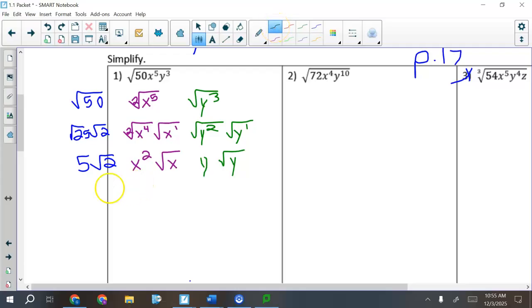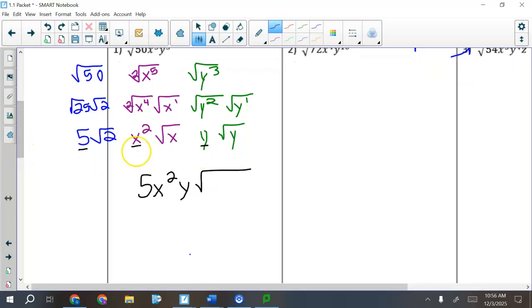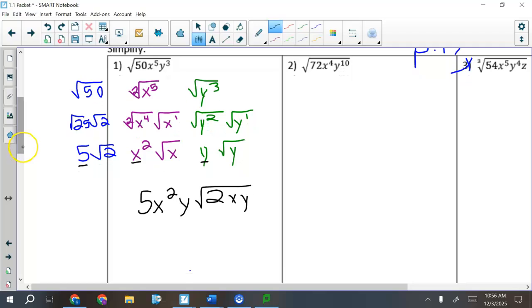So then for your final answer, just put all the numbers that were not under the radical out front, 5x squared y, and then everything that was under the radical, put it together. So the stuff under the radical was 2xy. All right, go ahead and try that next one. So go ahead and pause the video and see if you can figure out how to do number 2.